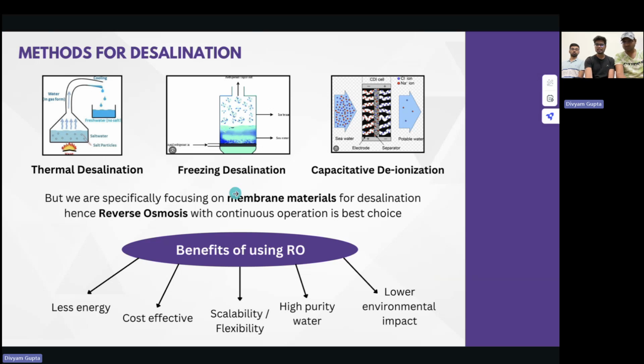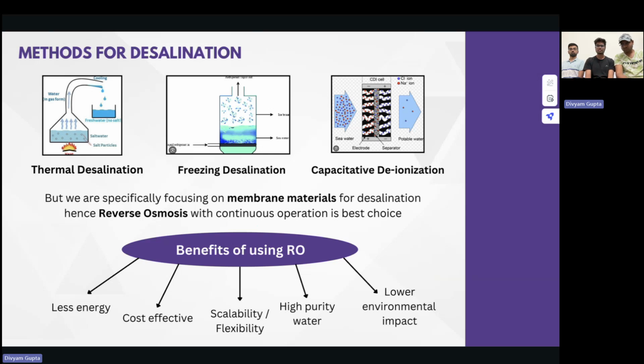Now, because we are using the membrane material and researching on it, we found that reverse osmosis with continuous operation is the best choice for desalination of seawater. Now, what are the benefits of reverse osmosis? First, it uses less energy as compared to thermal and freezing. Because it uses less energy, it is highly cost effective and it can be easily scaled and is flexible. And one of the main reasons is that it efficiently removes the salts and impurities from the water. That's why it provides high purity of water.